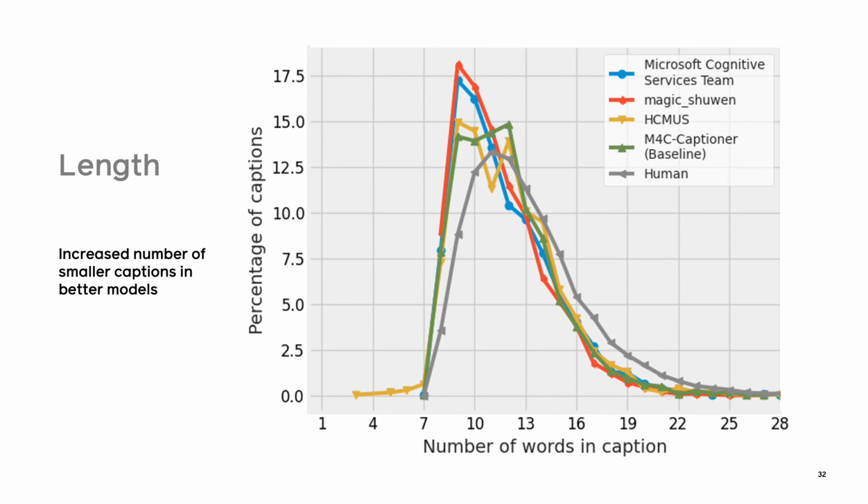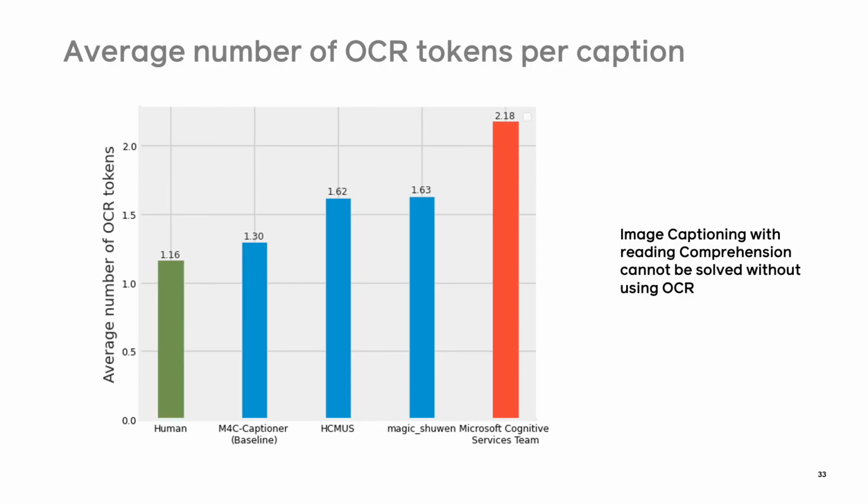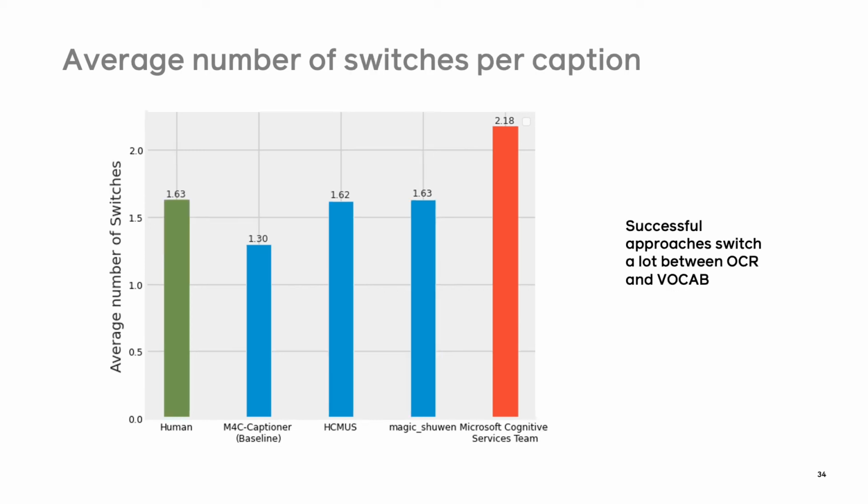Now let's jump into some quantitative analysis and look at the average length of the captions generated by these models. Surprisingly, compared to M4C Captioner and the humans, these newer models that are the winning entries for this year's challenge usually predict shorter captions. The average number of OCR tokens per caption has gone quite high compared to last year's, which is also surprising, but also says that image captioning with reading comprehension can't really be solved without using OCR. Even the number of switches per caption between the fixed vocabulary and the OCR is quite high for the winning model.